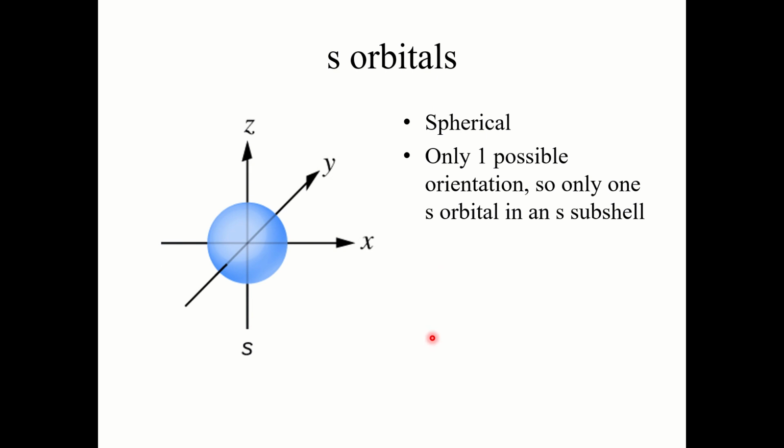Alright, so let's talk about these orbitals a little more specifically. First, we're starting with an s orbital. S orbitals are spherical. When something is spherical, it has only one possible orientation in space. So there is only a single s orbital in an s subshell. Each energy level, n equals 1, n equals 2, n equals 3, and so on, has one s orbital in it, because there is only one way to arrange a sphere in space, right? You can't tilt a sphere along the x or the y or the z axis. It's symmetric in all directions. So there's only one possible orientation, which means there is only one s orbital in an s subshell.